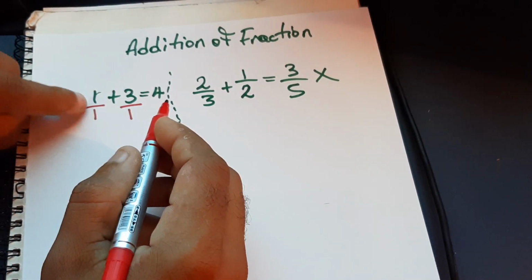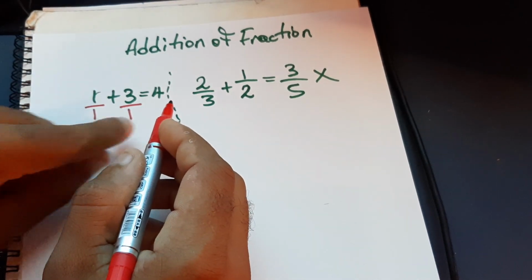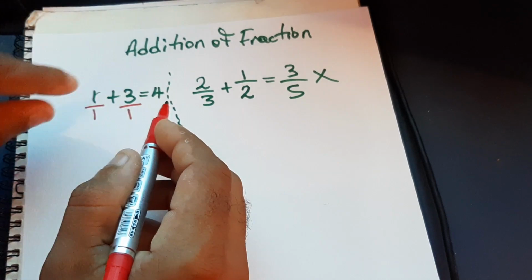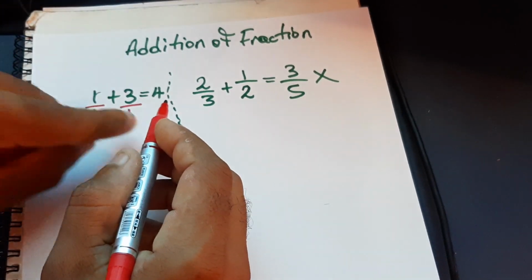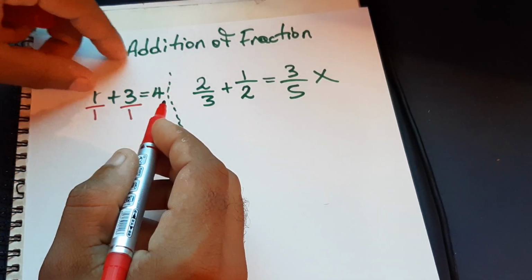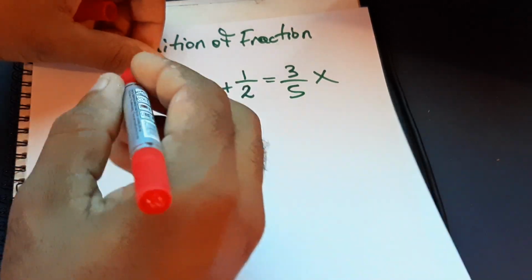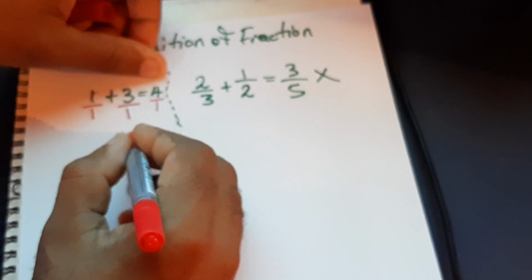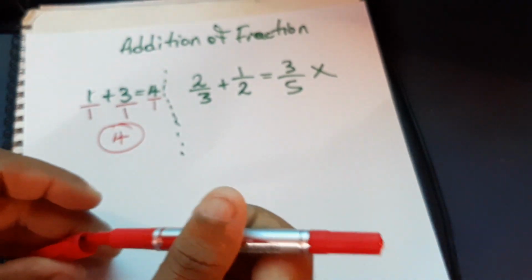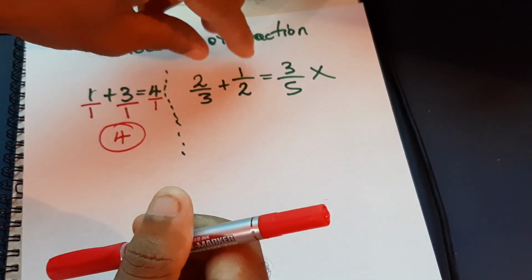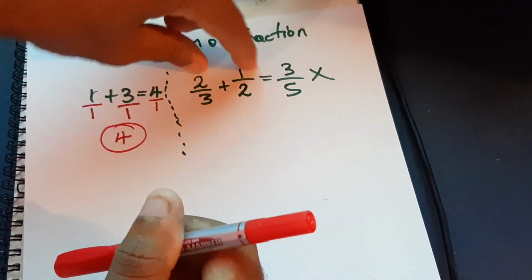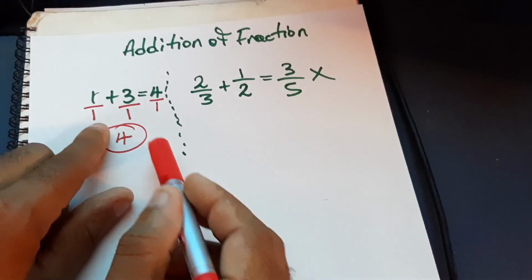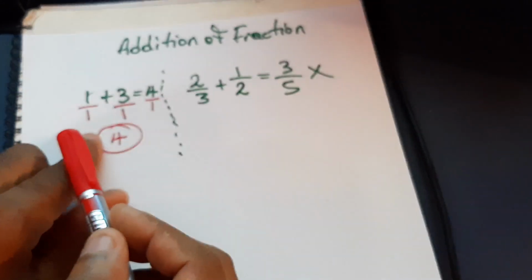Now, because the 1 and the 3 have a common denominator, we can just go ahead and add the numerators. Because they have a common denominator, we just add the what? The numerators. So we'll get 4/1, but 4/1 is the same thing as 4. This is the principle that we're going to apply to add these two fractions. Basically, the fractions need to have the same common denominator before we can add the numerators.